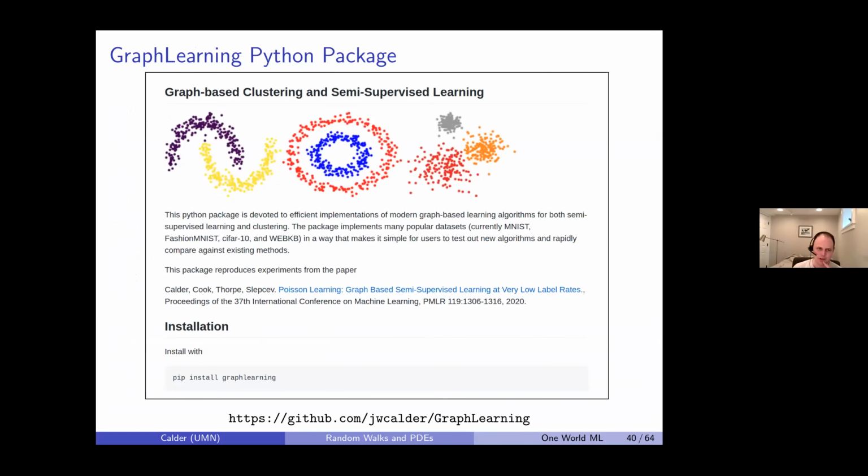You can reproduce all of these results I'm going to show you with our Python package for graph-based learning. You can get it on GitHub here, or actually it's now a Python package, so you can install it with pip. It has Poisson learning plus about 10 other algorithms for semi-supervised learning, and a few clustering algorithms. So if you're someone who uses Python a lot, please check this out and let me know if you have any feedback about the package. It's still fairly new.